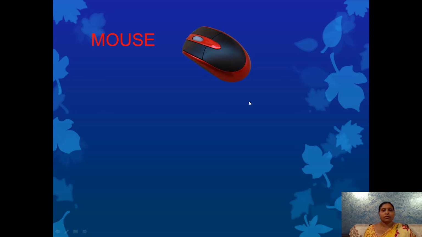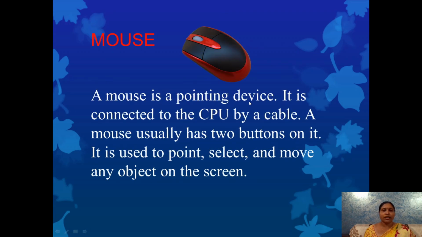Mouse. A mouse is a pointing device. It is connected to the CPU by a cable. A mouse usually has two buttons on it. It is used to point, select and move any object on the screen.